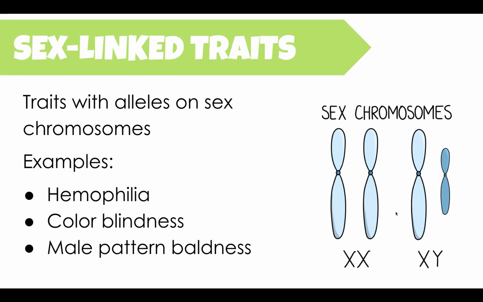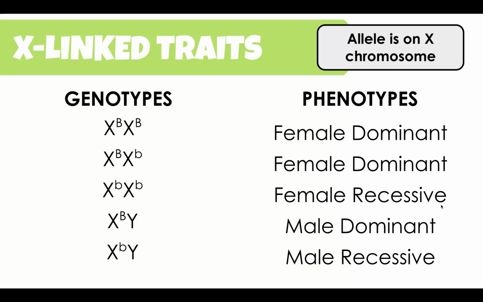And you'll notice that in terms of the sex chromosomes, females have 2 X's, males only have 1. That Y chromosome that males have is much smaller in size, and there are a lot fewer traits on it because it's a lot smaller. So when we're talking about traits that are X-linked, that means we're talking about traits where the allele for the trait is found specifically on the X chromosome. It is not found on the Y chromosome.